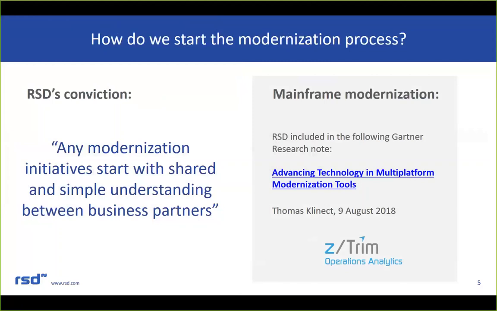In a research note on modernization initiatives by Gartner's Thomas Klinecht, which we were able to participate in, and that included a recommendation for ZTrim, there were two important points made. Application rationalization to align with business processes and strategies was a strong recommendation. And also, meaningful communication across all stakeholders, particularly between IT and the business units, was very important. And ZTrim was actually selected by Thomas Klinecht as the tool to enable organizations to take these actions.